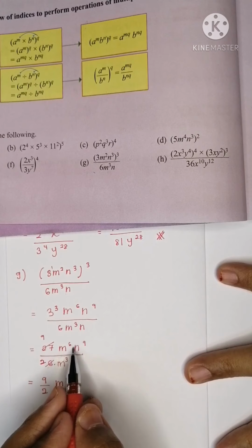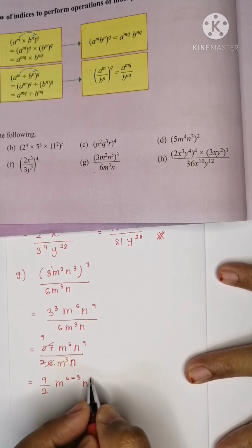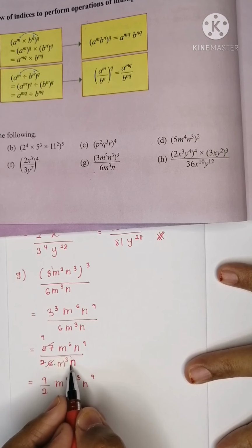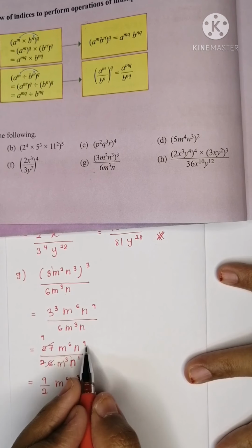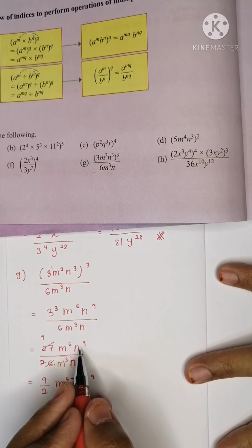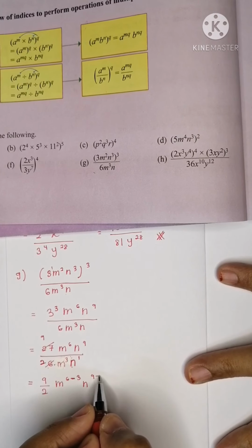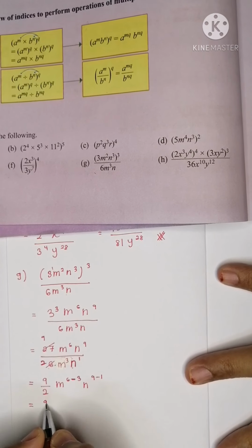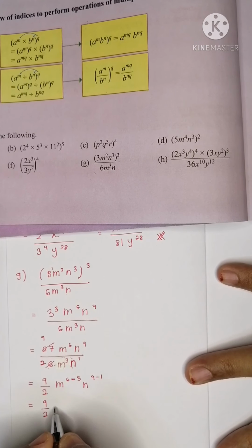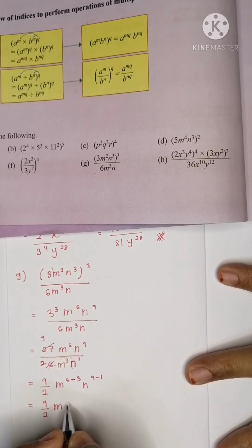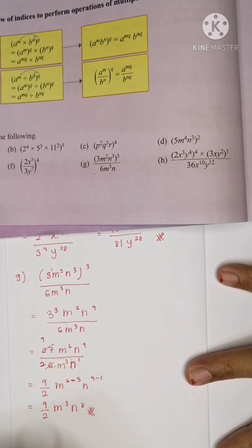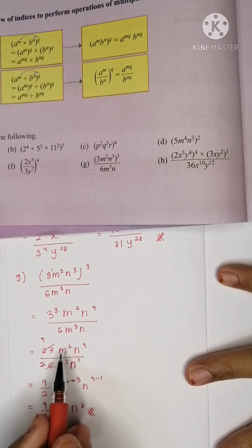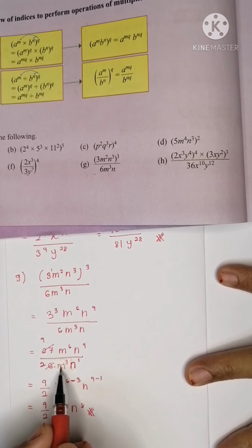Same goes for n. n to the power of 9. Now there is n in the denominator, right? And the power is 1. If you want to bring it to the numerator, you need to make it negative 1 like this. So solve it: 9 over 2, m to the power of 6 minus 3, you got 3, and n to the power of 9 minus 1, you got 8. So like this, I bring m and n upward.